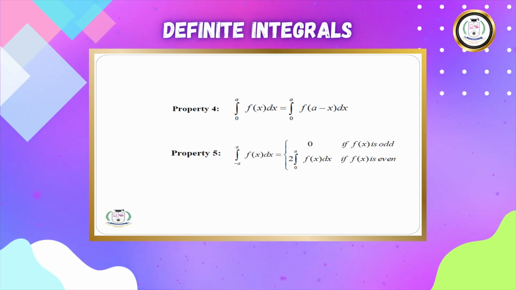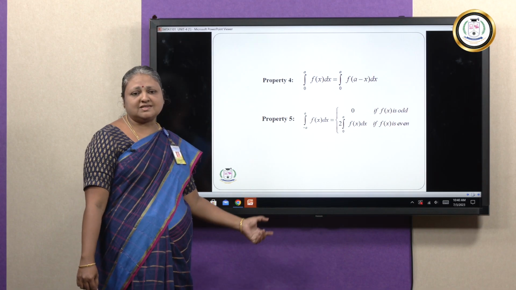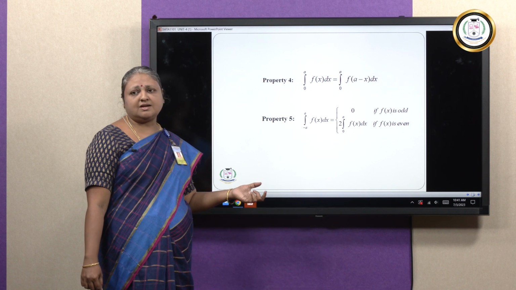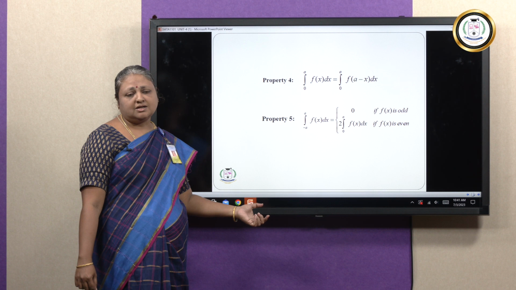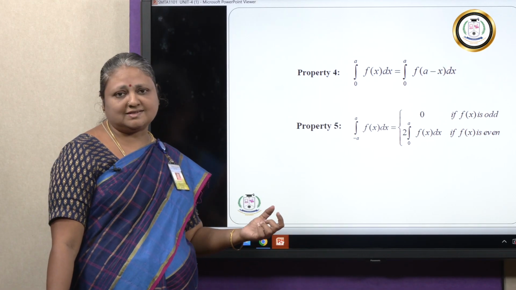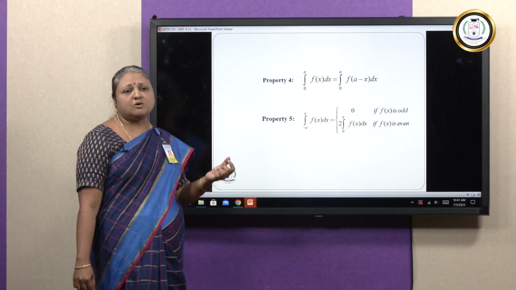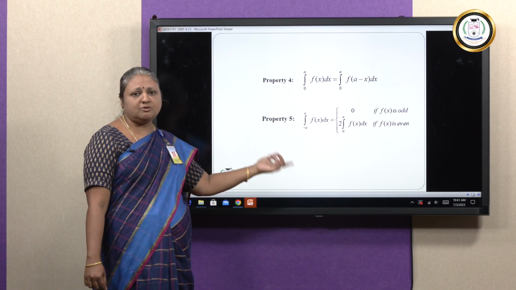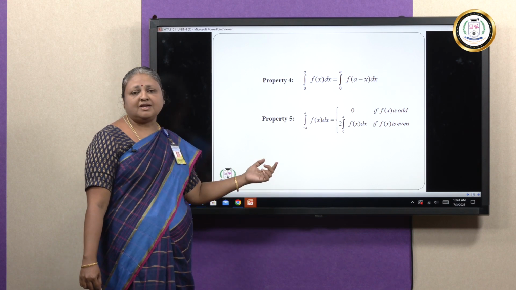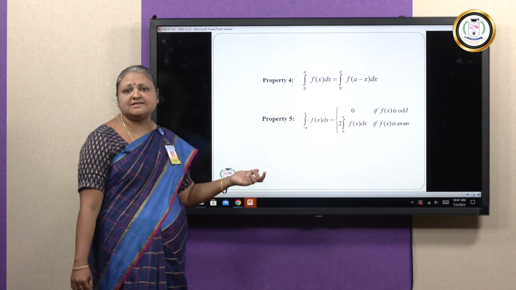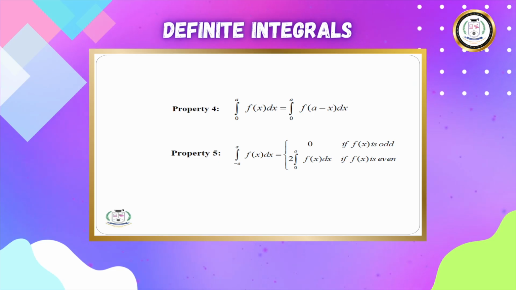And the fifth property: integral minus a to a f of x dx can be written as 0 whenever your integrand f of x is odd. That is, replacing x as minus x, we write f of minus x. So f of minus x is equal to minus f of x means it is an odd function. f of minus x is equal to f of x means it is an even function. Depending on that, we decide: it is 0 whenever f of x is odd, and 2 times integral 0 to a f of x dx whenever f of x is an even function.